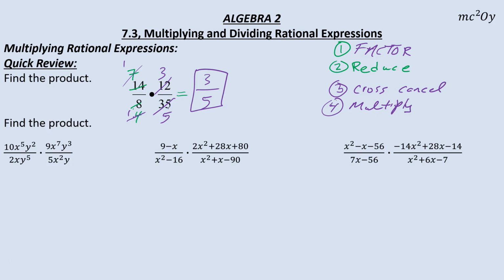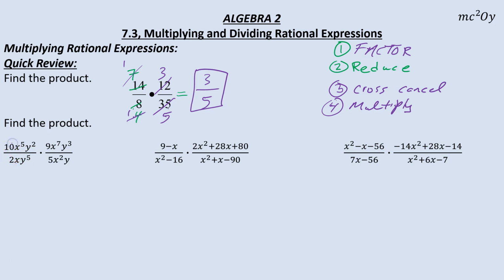So first thing I'm going to do, I'm going to look at all the numerators and denominators. Can I factor? Well, it's as simple as saying, first, do I need to factor? Are there any addition and subtractions? And there is not. So the second step is to reduce. And when I reduce, I'm just going to look at individual fractions. 10x to the fifth times y squared over 2x y to the fifth.